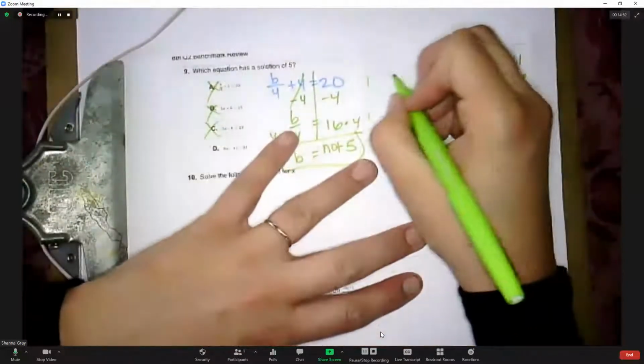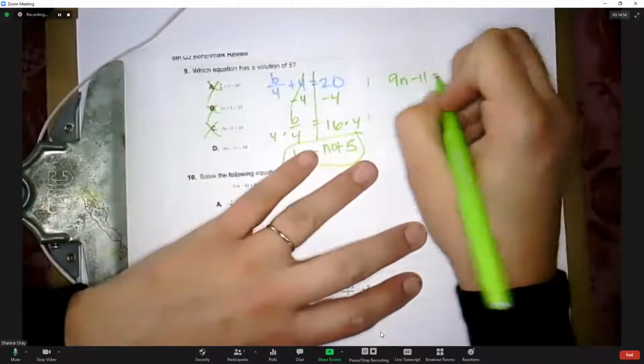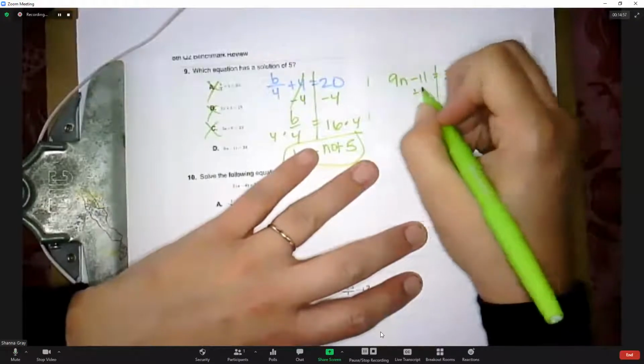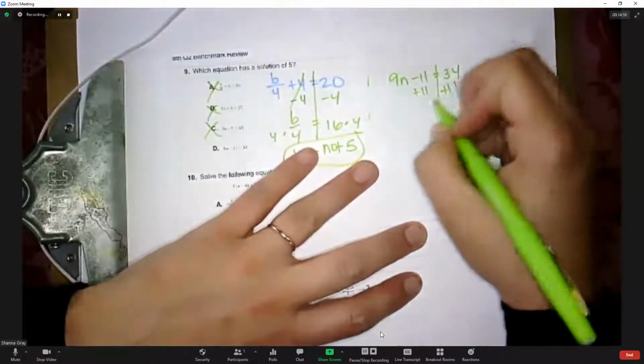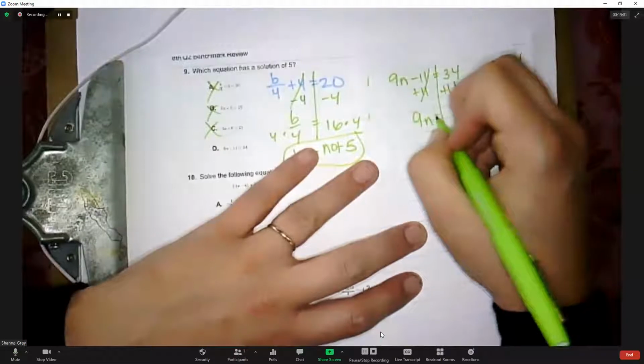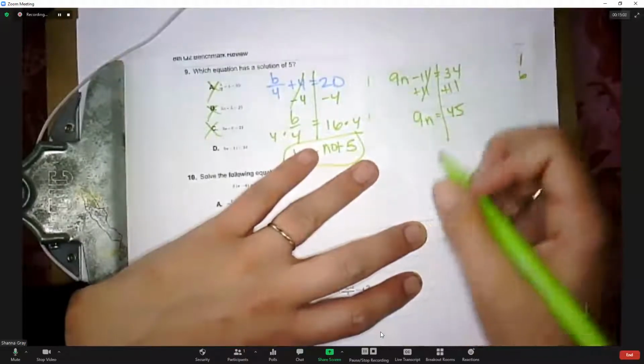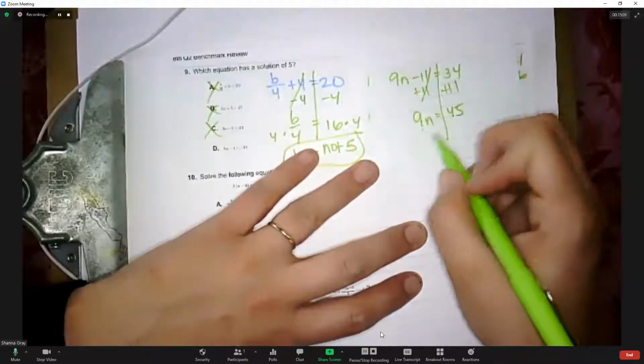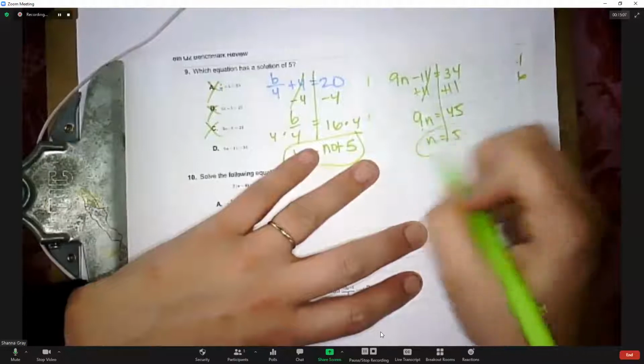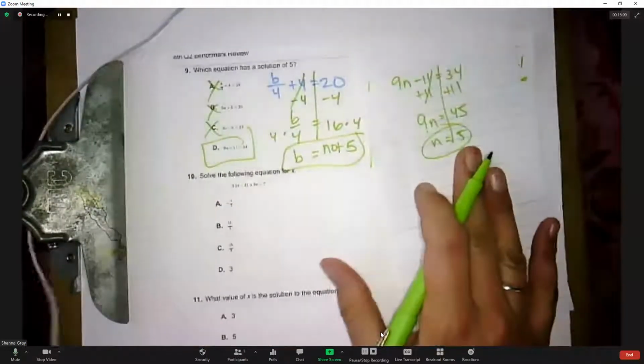And D is 9n minus 11 equals 30. So if I add 11 to both sides, ooh, 9. 9 times n equals 45, which means n would have to be 5. Confirmed.